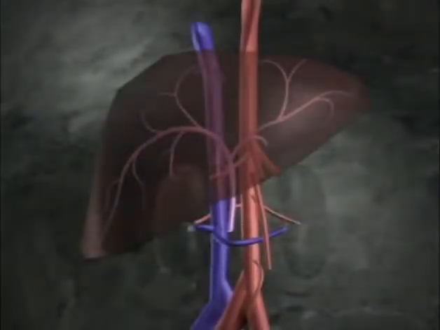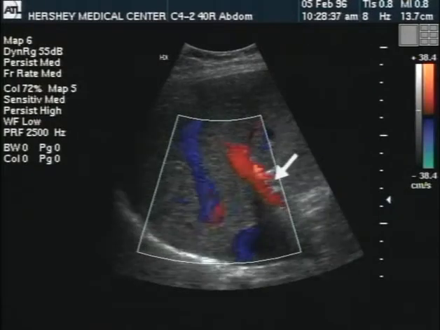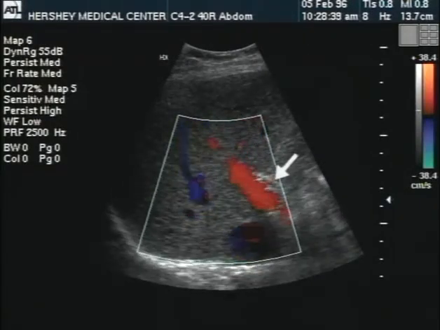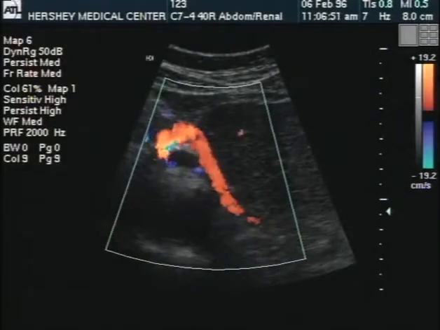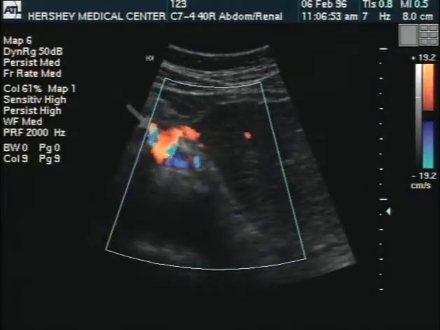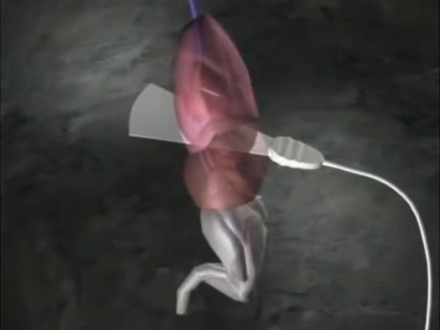The portal vein carries rich oxygenated blood into the liver. This vein is formed by the confluence of the splenic and superior mesenteric veins. Flow in the portal veins is normally toward the liver, or hepatopedal in direction. It is important to note the flow direction in the portal, splenic, and superior mesenteric veins in reference to the orientation of the sound beam.